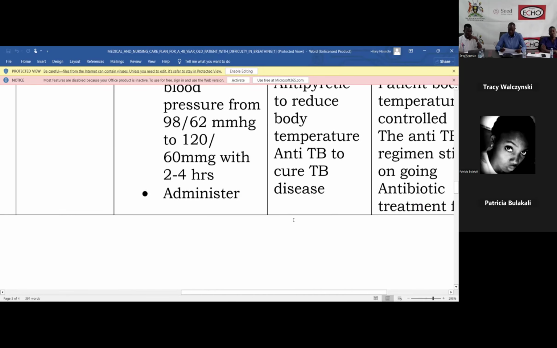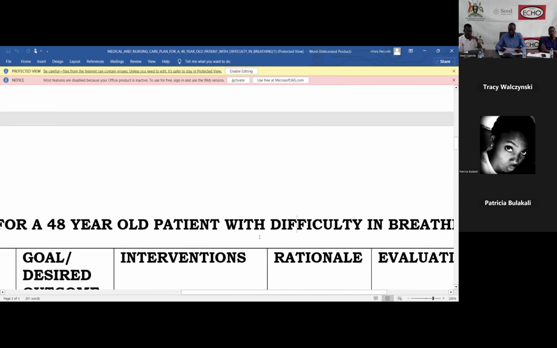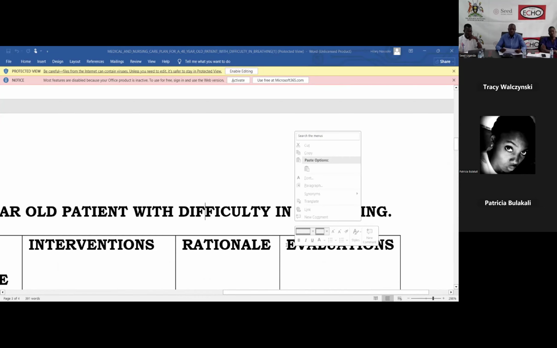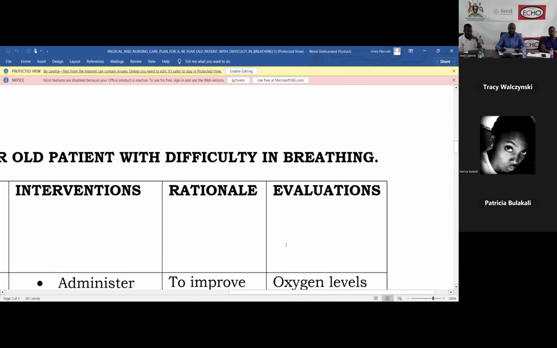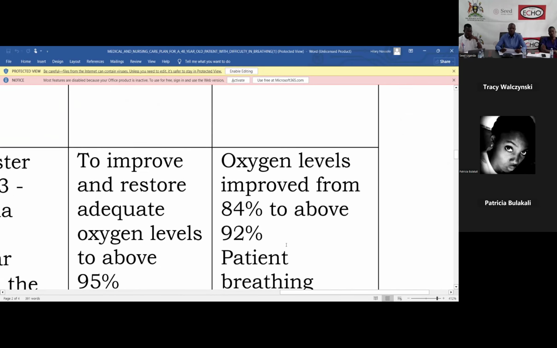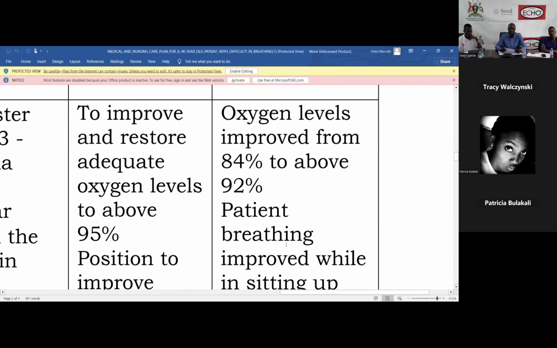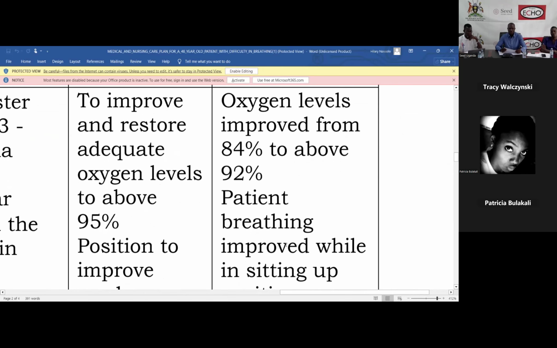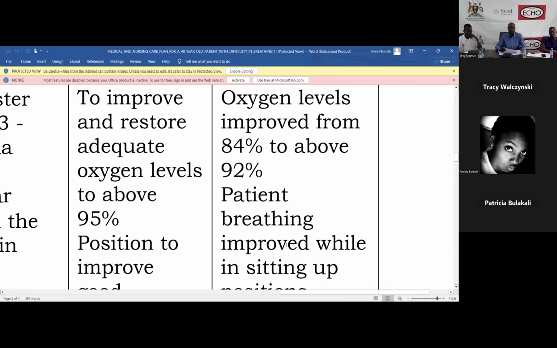Now, lastly, we're going to look at our evaluations, how best we have done, and what we can improve. Saying oxygen levels, we have seen improve from 84 to above 92%. And we're seeing our patient's breathing has improved while in sitting position. Next.